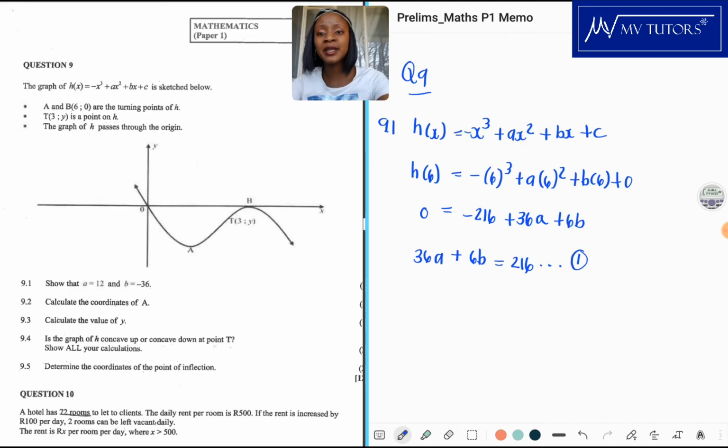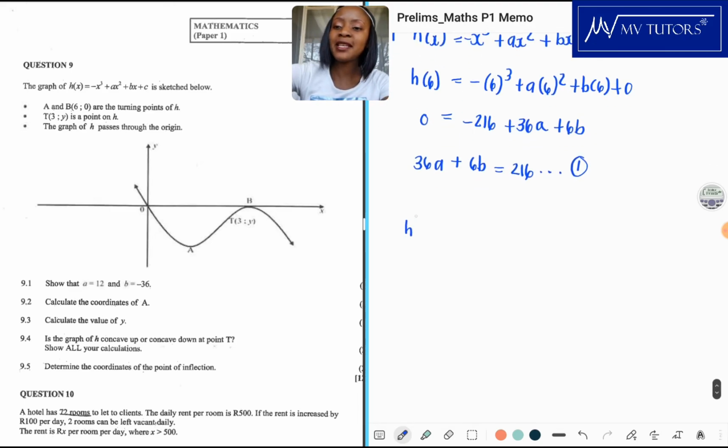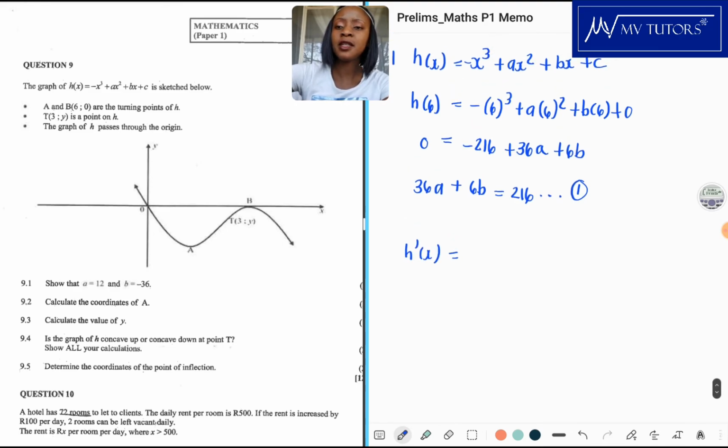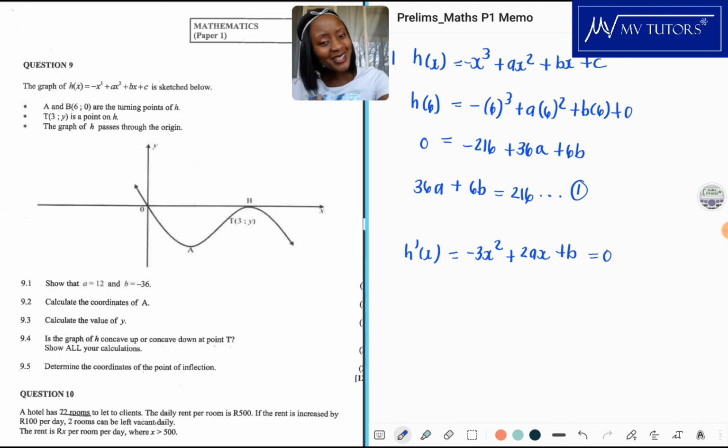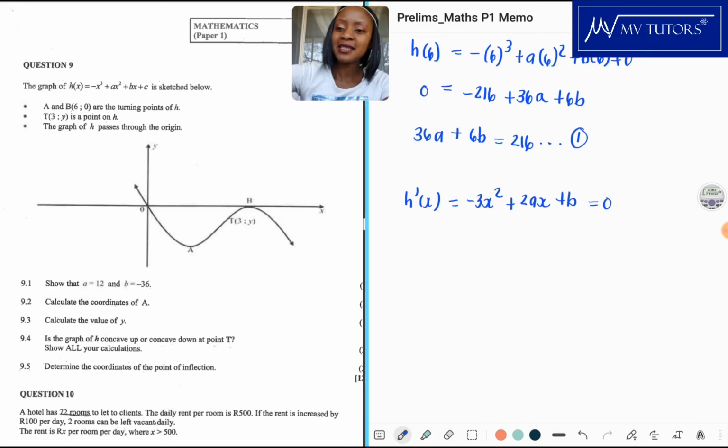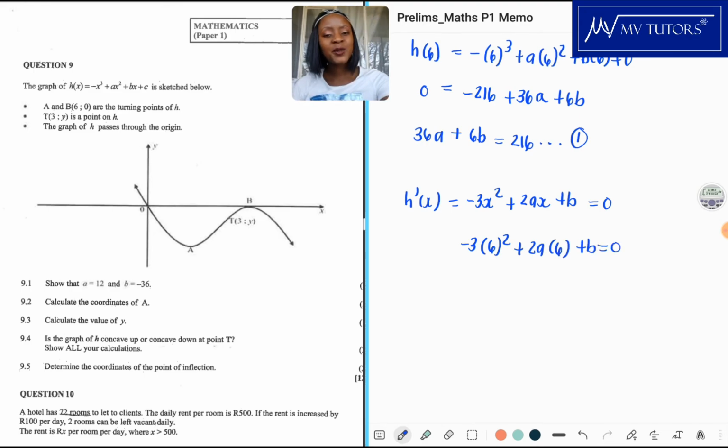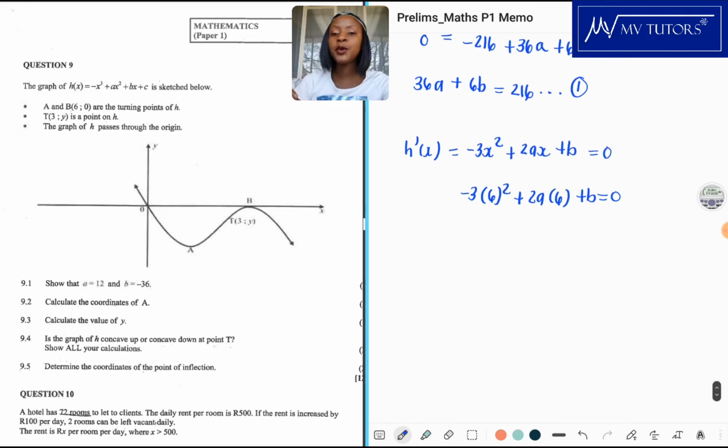So we need another equation, and what we're going to do is get the first derivative. So that'll be negative 3x squared plus 2ax plus b, and we know that is equal to 0, right? Because we had a turning point at b, we can still use coordinate b. So we can just say negative 3 times 6 squared, and that will be equal to 0, because the gradient at a turning point is 0. Remember, this is a gradient.